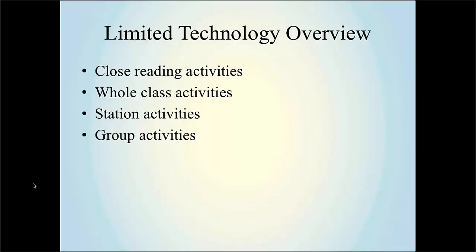To review, there are many ways to implement Active Classroom in the classroom with limited technology. Teachers can use Active Classroom for close reading, as a whole class activity, stations, and group activities by printing Active Classroom titles and displaying them through a projector, setting them up around the room, or giving students a copy to close read.